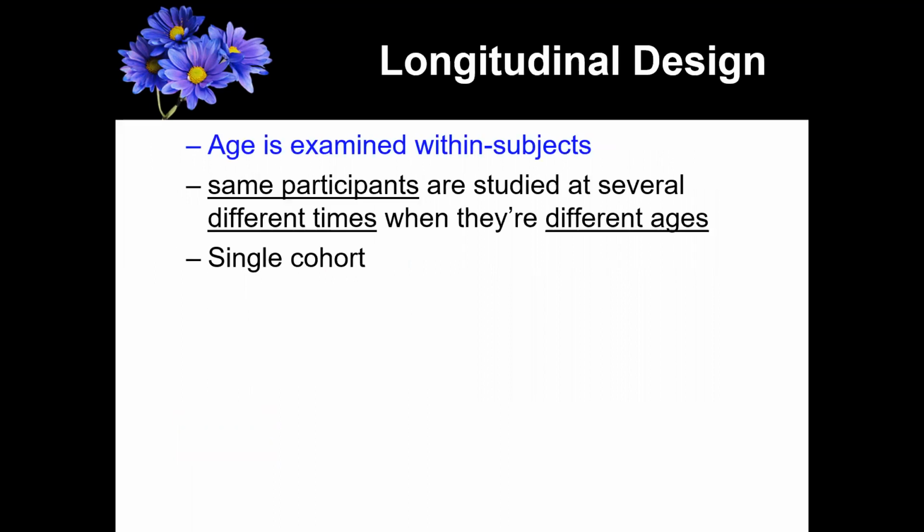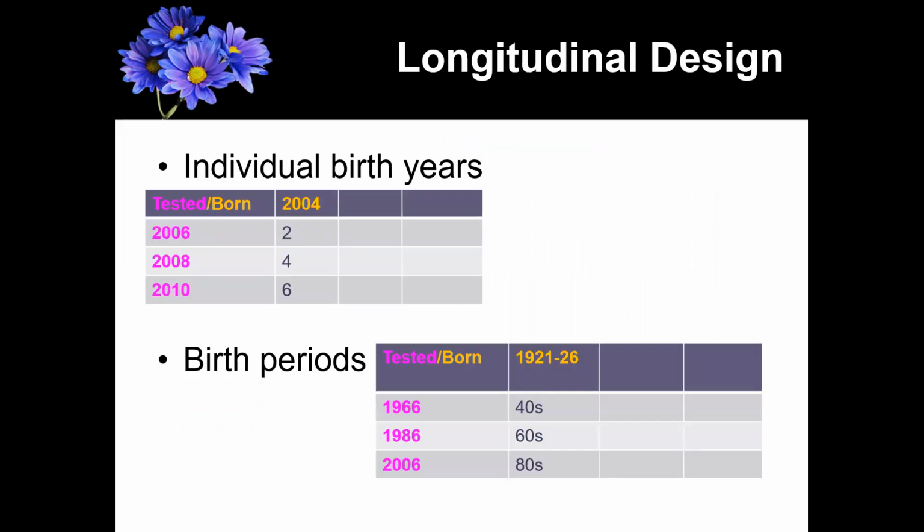Okay. On the other hand, we have longitudinal designs. Now, age is again examined within subjects. The same participants are studied at several different times when they are different ages. It's going to be a single cohort. And it's, again, a pain in the butt because it takes a long time, but it might be worth it. So here's what that looks like again.